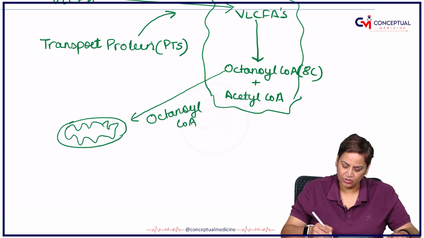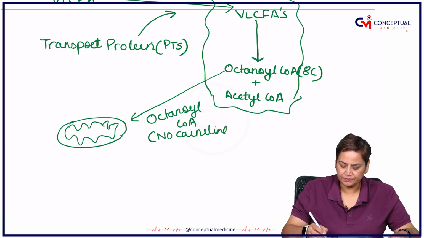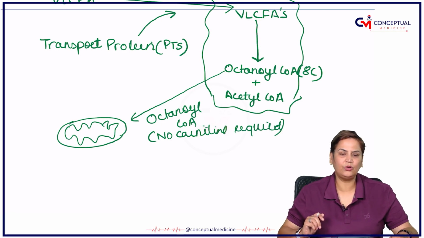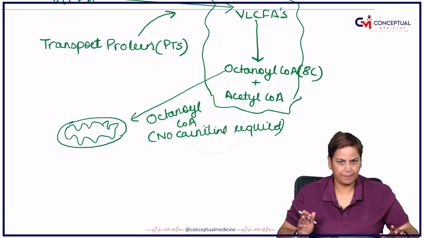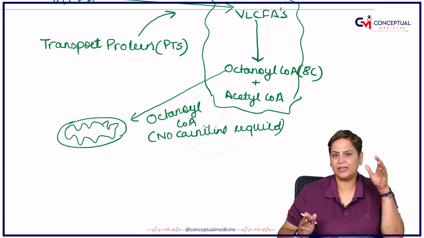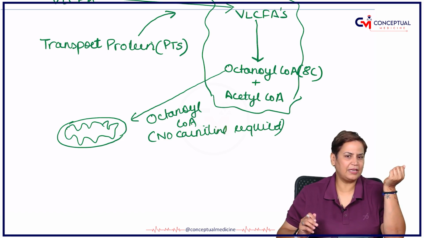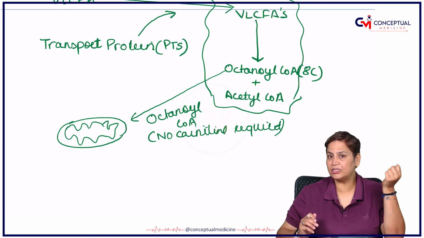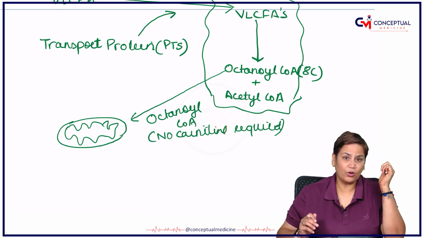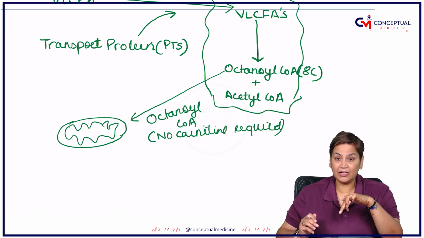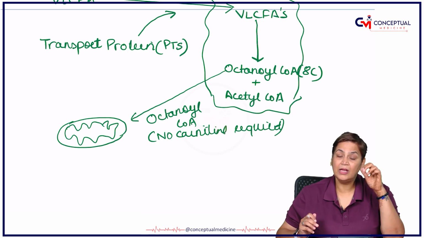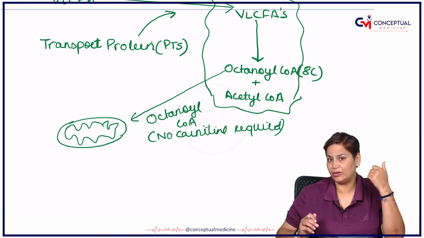Medium chain fatty acids, no carnitine required. So it will immediately come and will be converted into acetyl coenzyme A. Right? So you can see by whatever we discussed about the beta oxidation of long chain fatty acids in the mitochondria also. Now we have seen that peroxisomal oxidation also. Ultimately, the oxidation is taking place in the mitochondria.